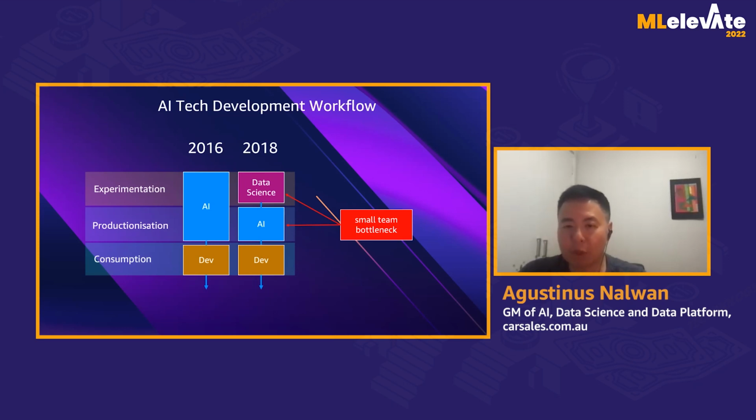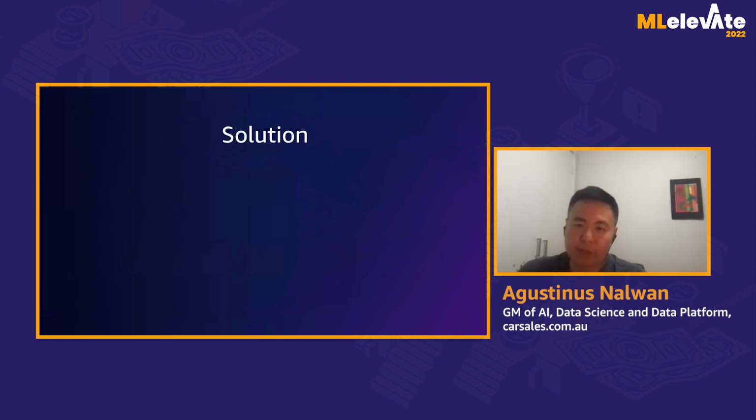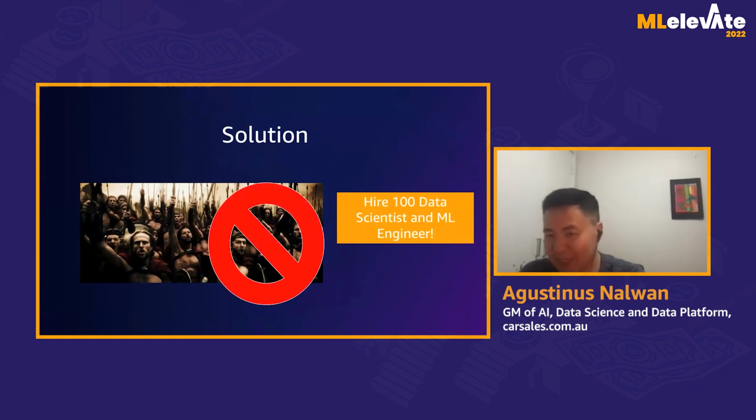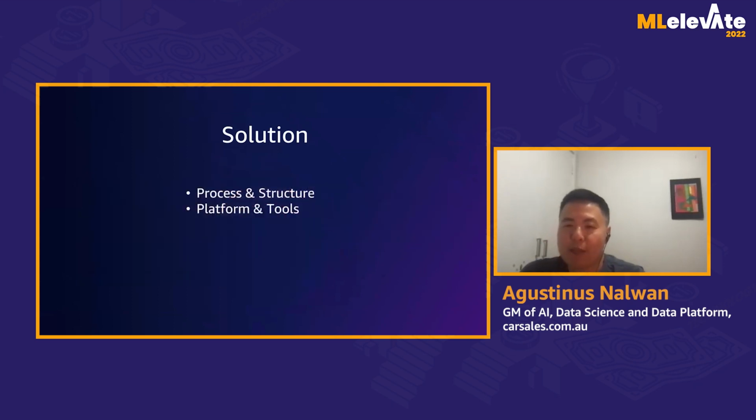We are becoming the bottleneck because these 2 teams are very small, a team of less than 8 people. What is the solution? Of course, hire 100 data scientists and ML engineers, right? Well, that's not really the right solution. So we believe there is a better solution, which is through process and structures, and also using platform and tools. You can have a better solution that's more cost effective.